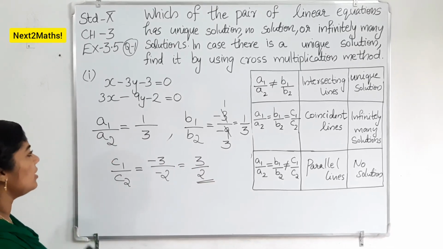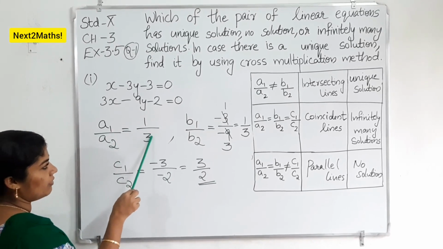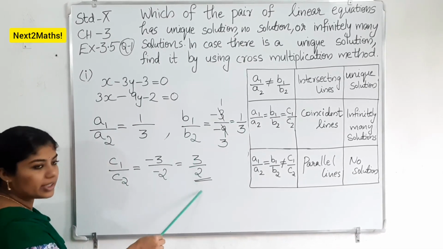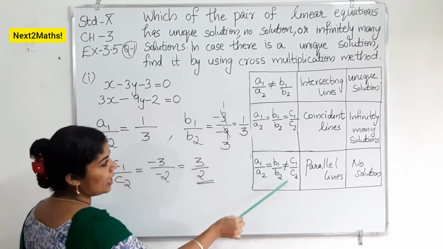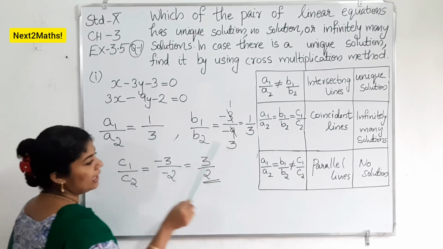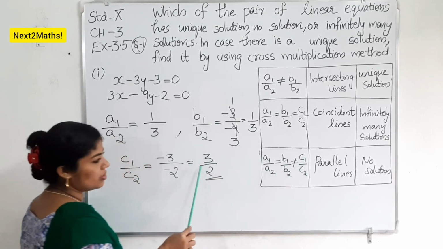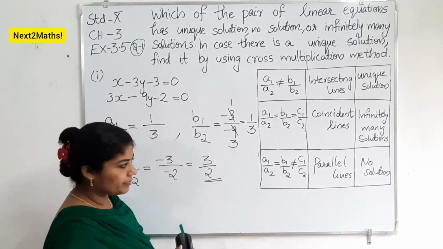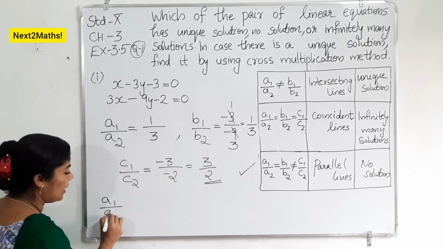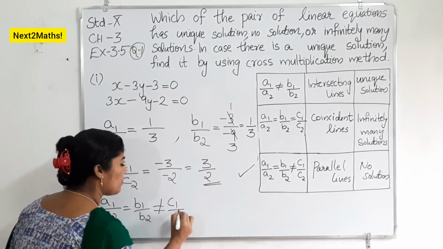So let's compare this with our condition here. See, A1 by A2 is 1 by 3 and B1 by B2 is also 1 by 3. Now C1 by C2 is 3 by 2. So let's check which one is correct here. See, this one you can take. A1 by A2, 1 by 3, is equal to B1 by B2, 1 by 3, and it is not equal to C1 by C2. This is the equation we are taking: A1 by A2 equal to B1 by B2 not equal to C1 by C2.